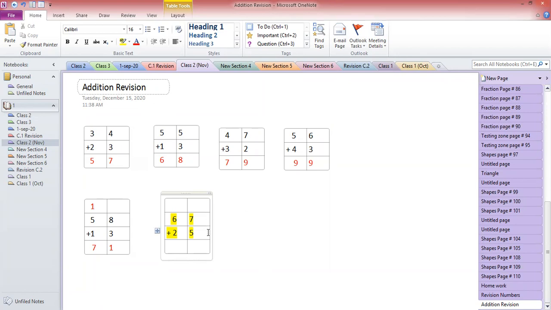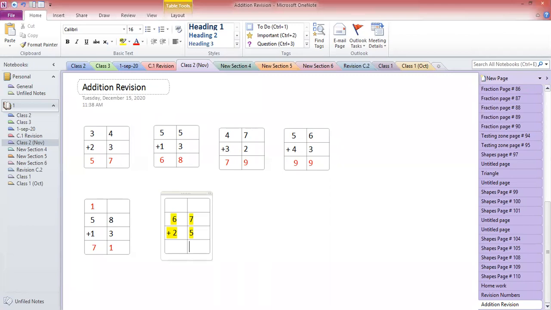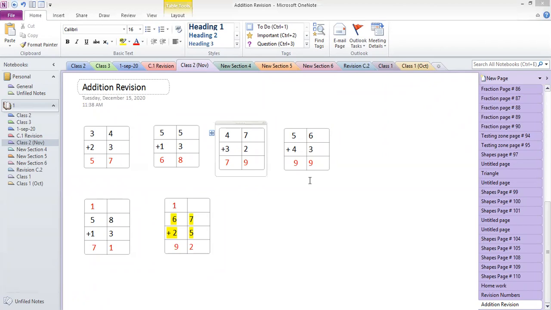Okay, I will explain it to you, then you will tell me the answer. This is 5 and 7. 5 plus 7 equals what? Tell me, guys. 5 plus 7 equals what? 12 here. Can I write 12 here?